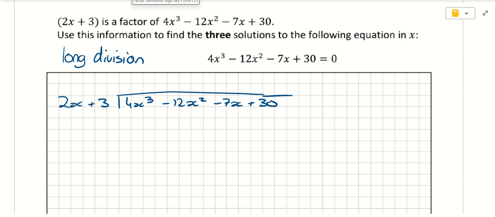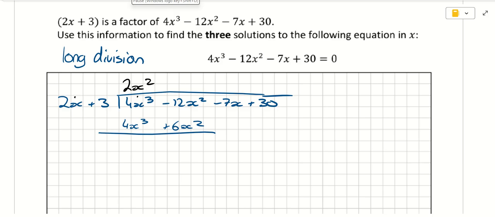Okay, so using this information, you can find 3 solutions. One of our solutions is going to be using this, and then you're going to make a quadratic by long dividing, and you will get the other here. So standard long division, 2x multiplied by 2x squared gives you 4x cubed, then multiply that back down. So we will get 4x cubed plus 6x squared.